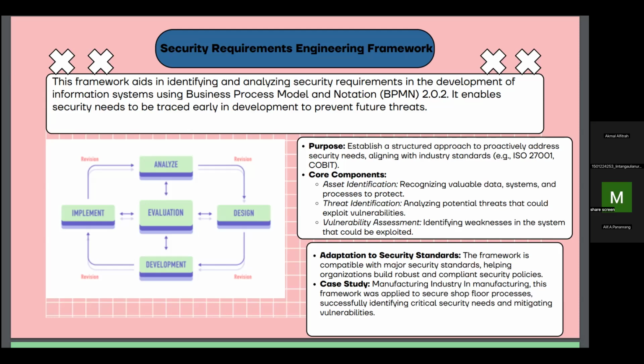Purpose: establish a structured approach to proactively address security needs, aligning with industry standards. Core components. First is asset identification. Recognize valuable data, systems, and processes to protect. Second is threat identification. Analyzing potential threats that could exploit vulnerabilities. The third is vulnerability assessment. Identifying weaknesses in the system that could be exploited.